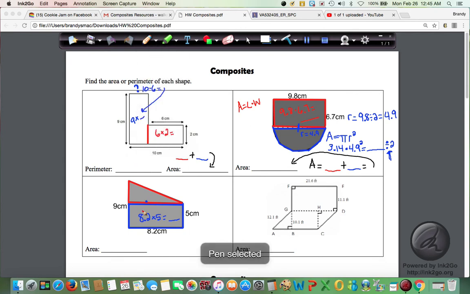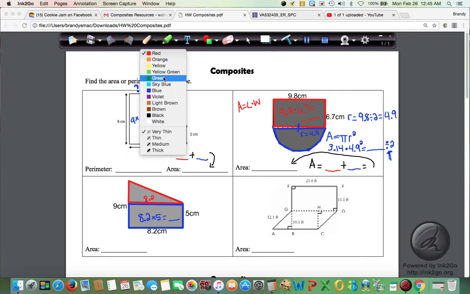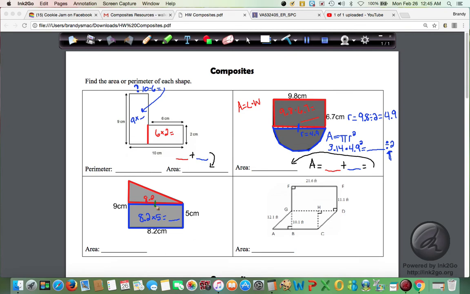My base is going to be 8.2 because it's a rectangle down here. So this side and this side have to be congruent. So your base is 8.2. And we need to figure out what's the height. And that's where you got to do a little bit of math.